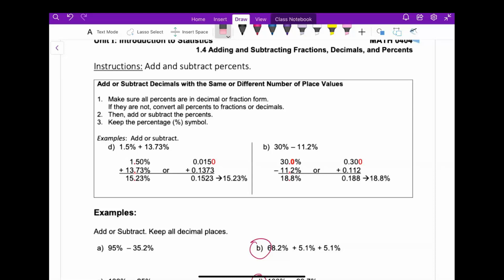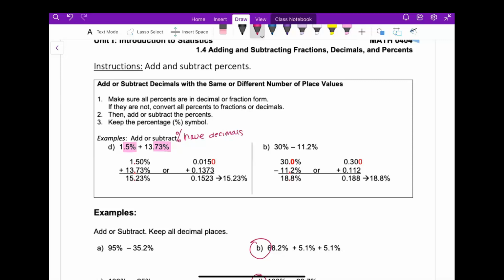Our last section in 1.4 is adding and subtracting percents. Let's take a look at the two types of examples we'll see here. In the first example, both percents have decimals already. This percent has a decimal point already, and this percent has a decimal point already. The only difference, and hopefully you remember from the previous section, is the second one, 13.73, has 2 decimal places, and the first one has 1 decimal place.